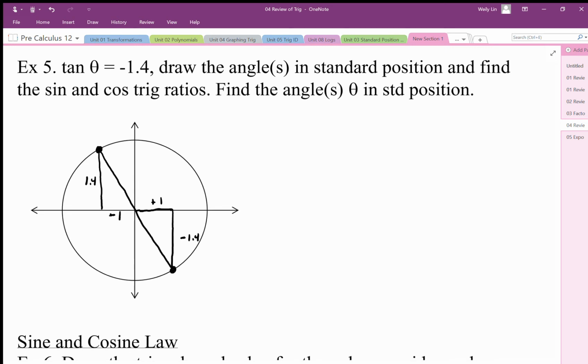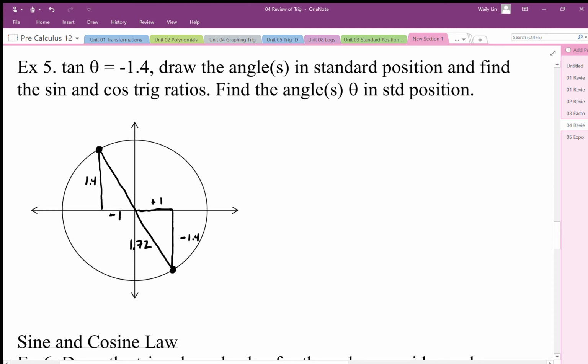So I want to find out the length of that hypotenuse. I'm going to use the decimal value here of about 1.72. So that's the length of my hypotenuse.